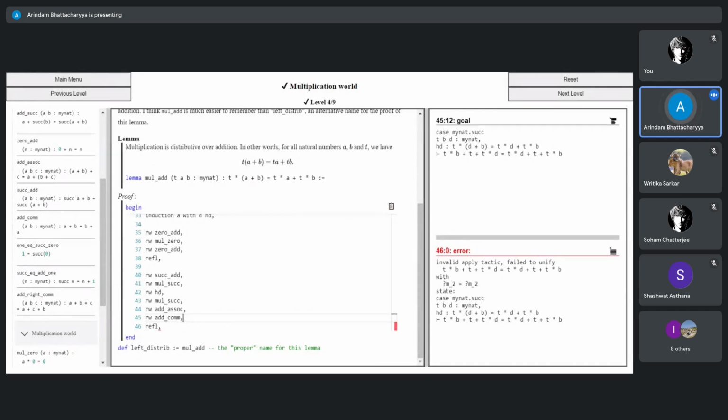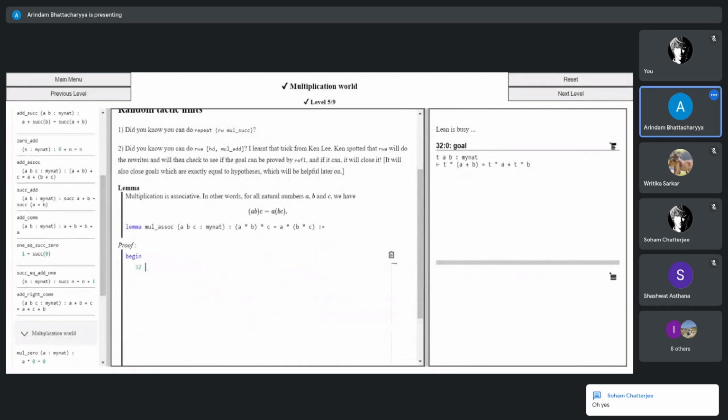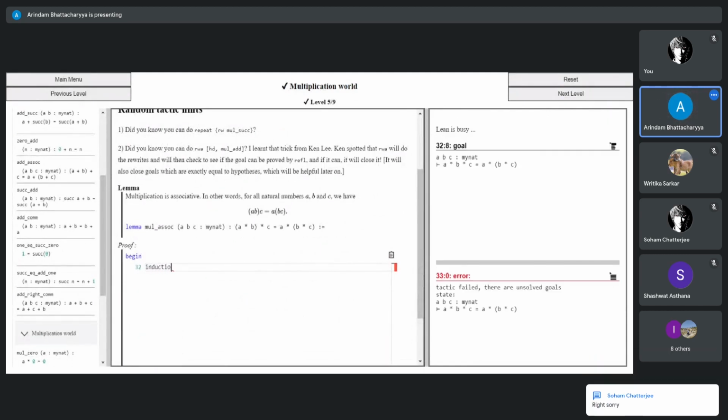You have to use much more control. What exactly are you using, commutative or the other one? All right, but I guess the proof makes sense. I'll move on. I'll just start this one.